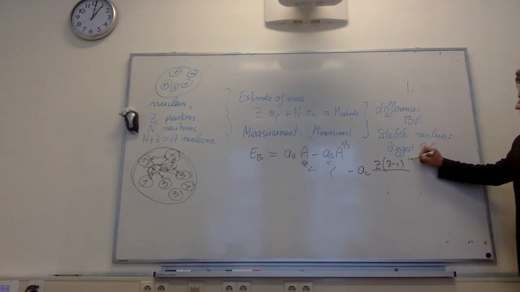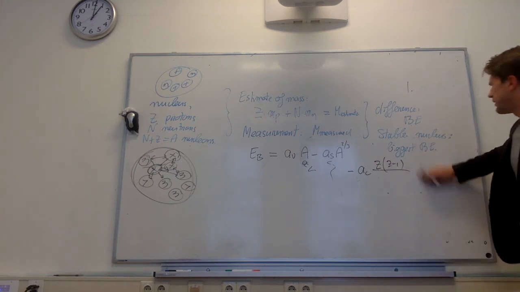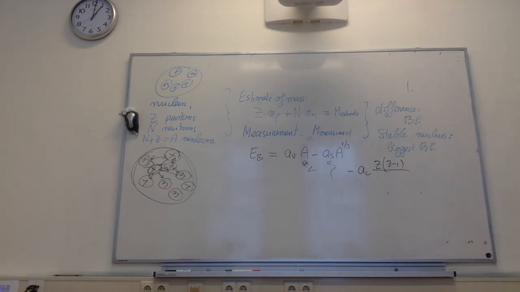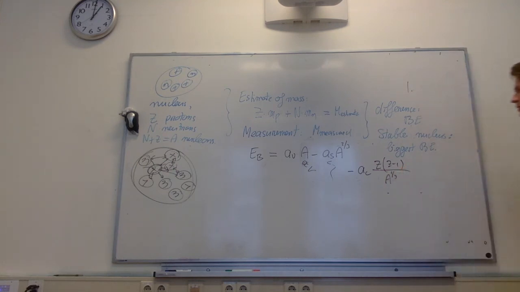What they typically do is say, well, we're looking at uranium or something like that, which has 92 protons, so this sort of becomes 92 squared, so it is usually approximated by Z squared. But if you look at the other ones as well, you get something like this. You have to divide it by this. Does it make sense?